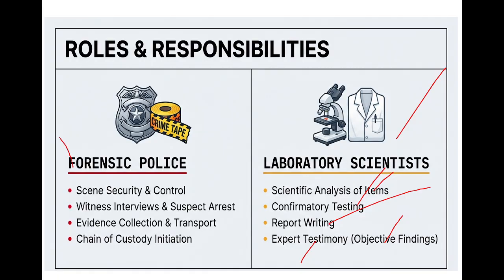On the other hand, we have forensic police. See, the difference between you and the forensic police is huge. What they do, they secure the scene. So they make sure the scene is tight, nobody goes in and out of the scene, no evidence is moved, and they're going to control everything. They document everything. They start interviewing witnesses, people that have been around that area, and they start arresting suspects.